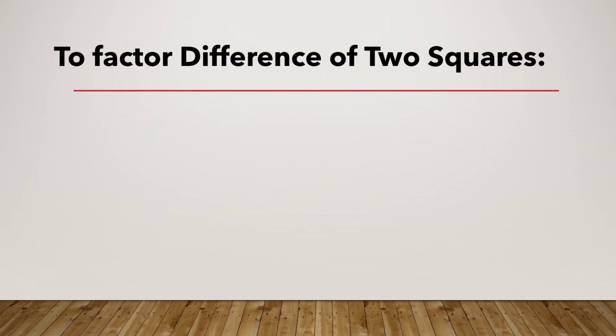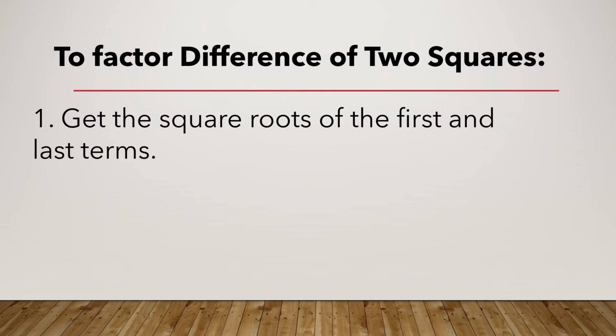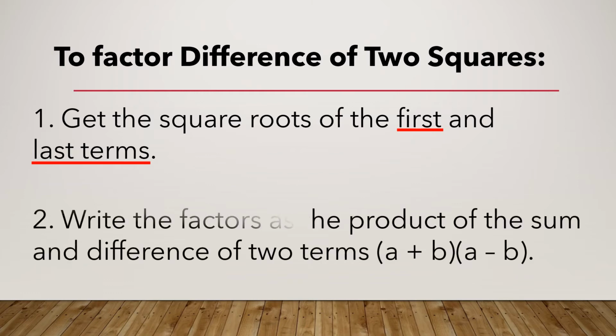To factor the difference of two squares, we simply have two steps to follow. First, get the square roots of the first and last terms. And second, write the factors as the product of the sum and difference of two terms, the quantity a plus b times the quantity a minus b, where a is the square root of your first term and b is the square root of your last term.